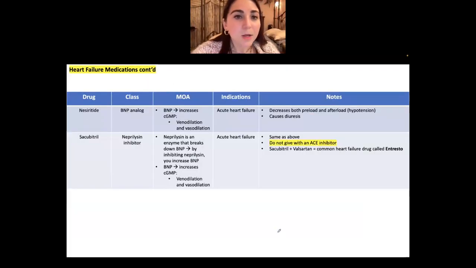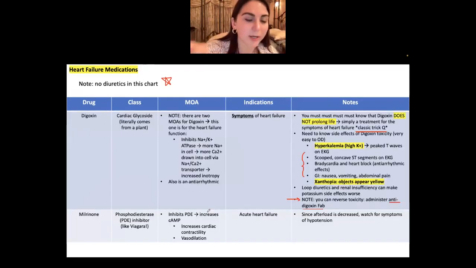All right. So that's all in here. Mechanism, indications, notes, anything that I thought they might ask. This is kind of like sacubitril, like I said here, I went into the basics of BNP a little bit with cyclic GMP. I'll remind myself to put a slide on cyclic GMP, and I think I forgot that phosphodiesterase 3 and 5 were on here.